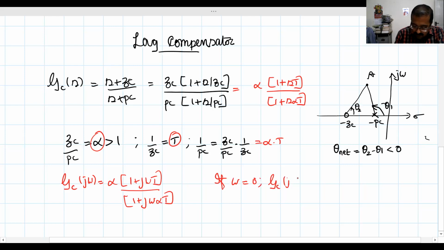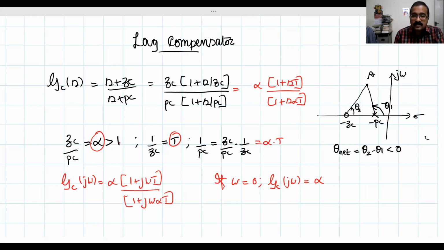If omega equal to 0, GC of j omega will be equal to alpha. What does it mean? It means that lag compensator will introduce a non-unity DC gain, because alpha we have defined as greater than 1. So it means that the lag compensator will introduce a gain which is higher than 1. The DC gain will be greater than 1, right? So if you want to nullify that, if you want to make the DC gain equal to 1, what do you have to do?